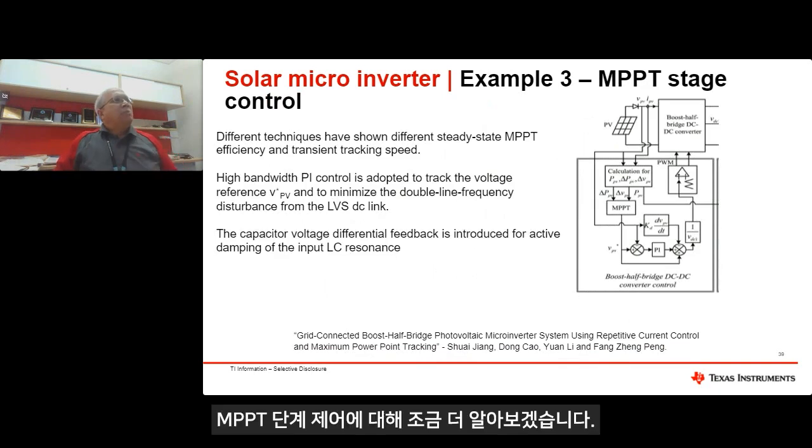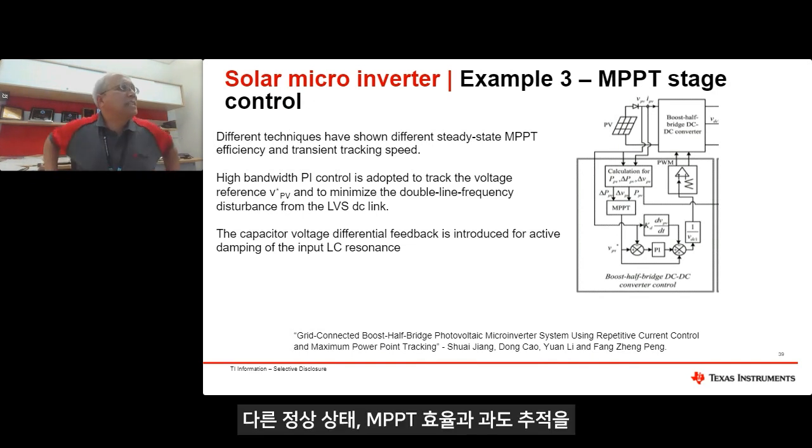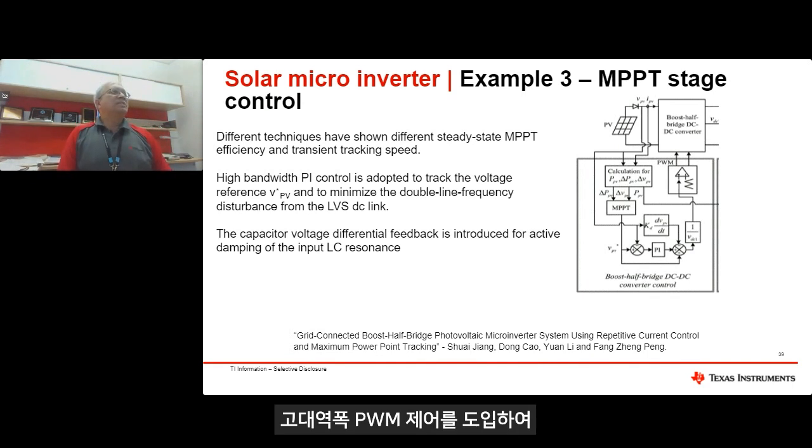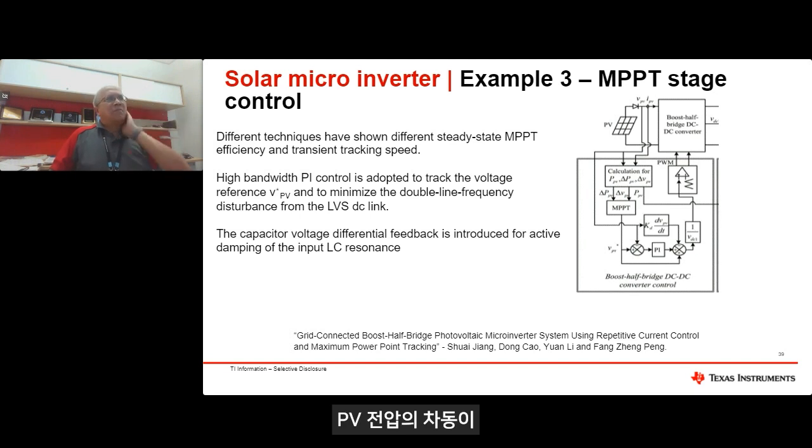This talks a little bit more about the MPPT stage control. Different techniques have shown different steady-state MPPT efficiency and transient tracking. High bandwidth PWM control is adopted to track the voltage reference PV and to minimize the double line frequency disturbance in the low voltage side DC link. A capacitor voltage differential feedback is introduced for active damping of the input LC resonance. So that's the differential of the PV voltage added to the PI output for the damping of the LC resonance.